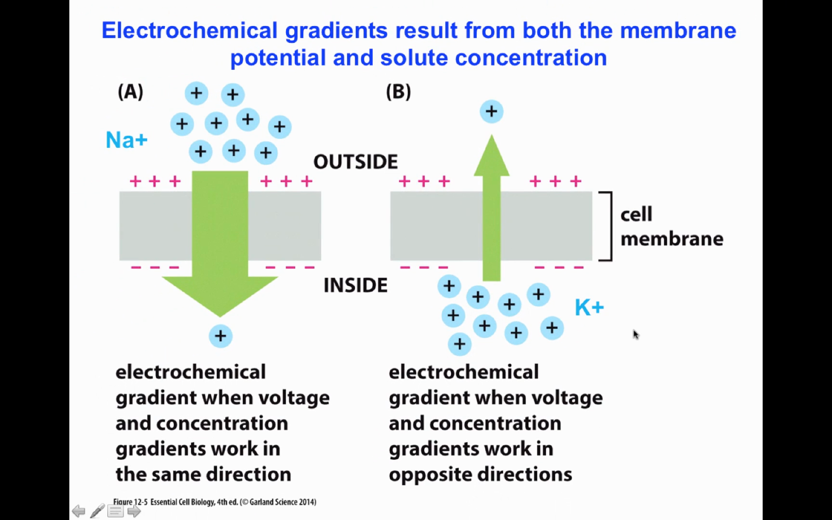So again, when you think about the electrochemical gradient for an ion, you need to take into consideration the membrane potential and the direction of the solute concentration gradient, and whether they are moving in the same general direction or in opposite directions.